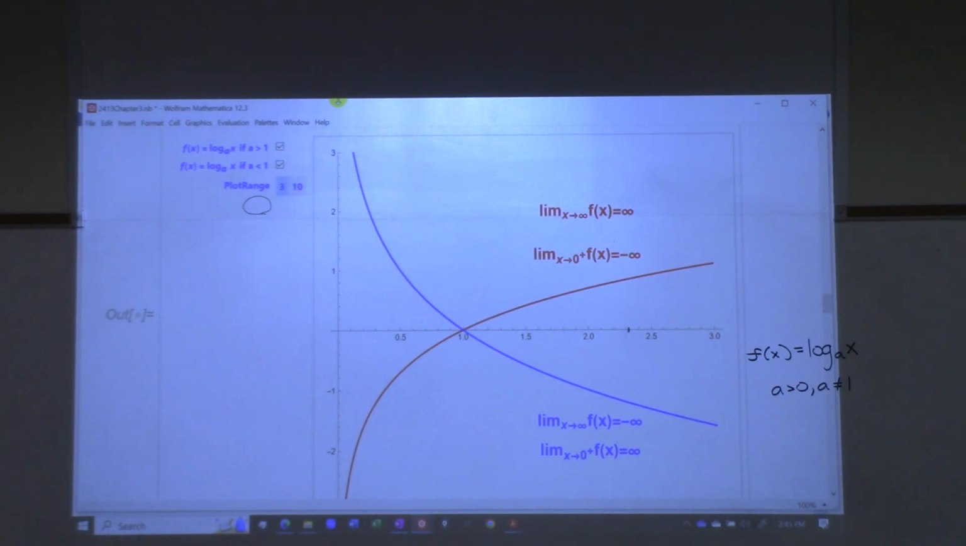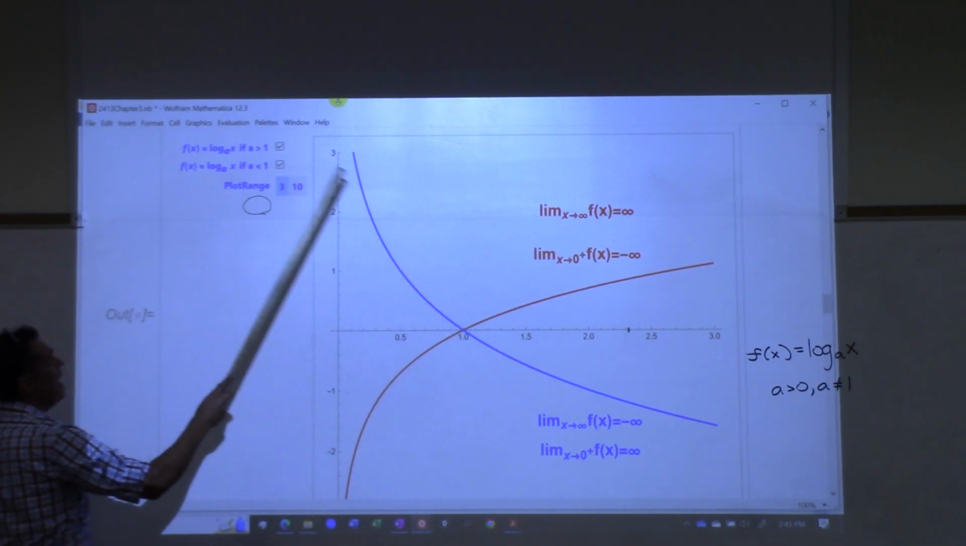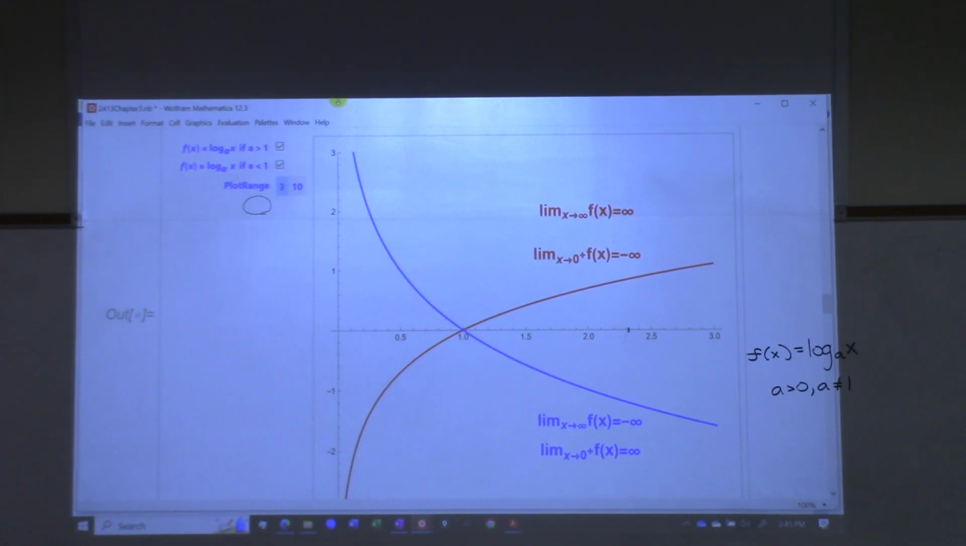If A is bigger than 1, it looks like the red one. If A is less than 1, it is the blue one. Less than 1 and still positive.